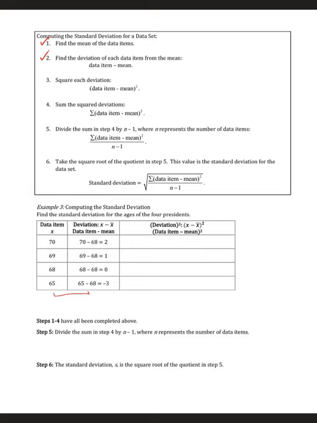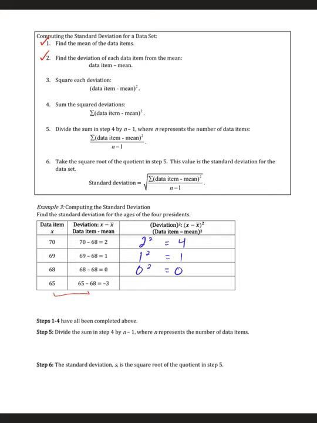So then what we have to do is take the data item minus the mean and square it here. Since the deviation for the first one was 2, we want to take 2 squared, which gives us 4. The next one, the deviation is 1, square it, that gives us 1. The next one was 0, square it, and that gives us 0.